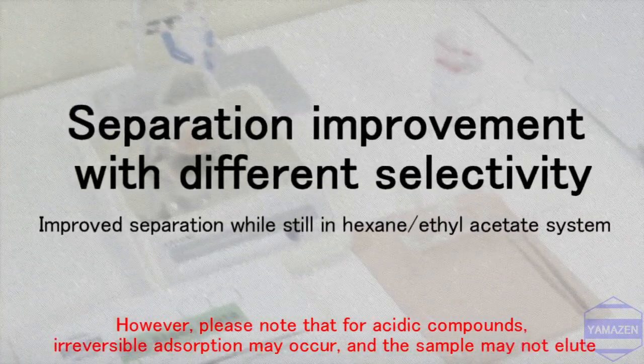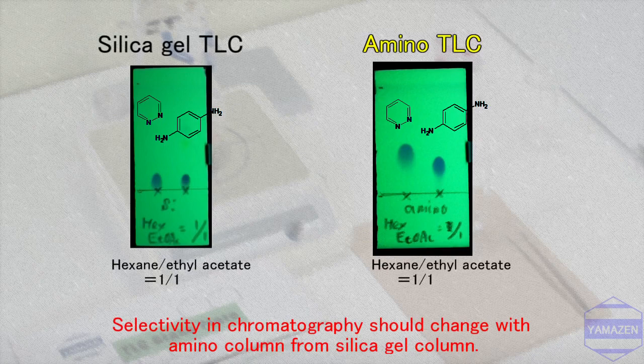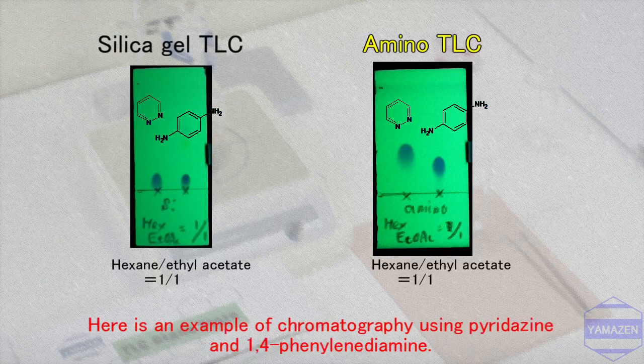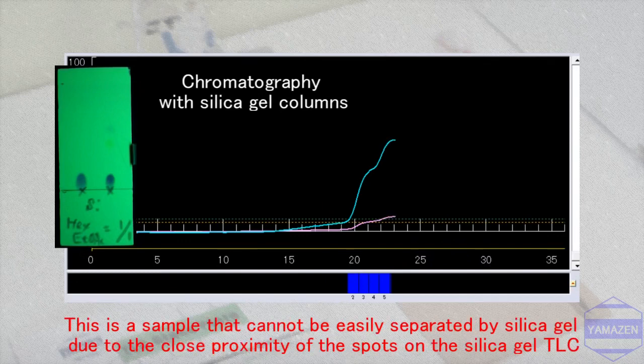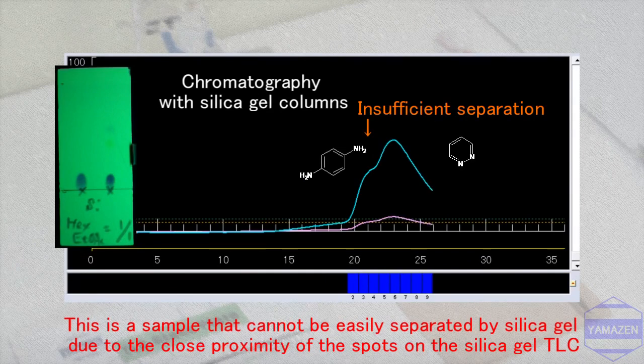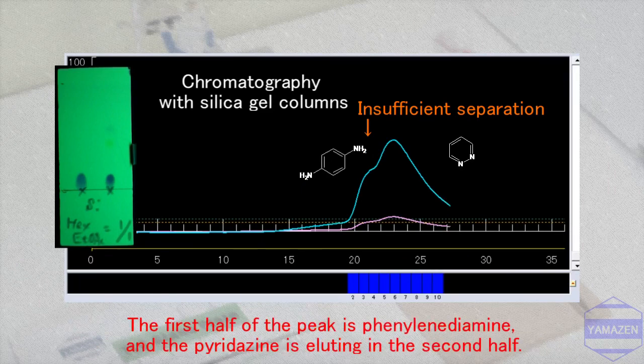When doing chromatography with amino columns, some selectivities change compared to silica. Here is an example of chromatography using pyridazine and 1,4-phenylenediamine. This is a sample that cannot be easily separated by silica gel due to the close proximity of the spots on the silica gel TLC. The first half of the unseparated peak is phenylenediamine, and the pyridazine is eluting in the second half.